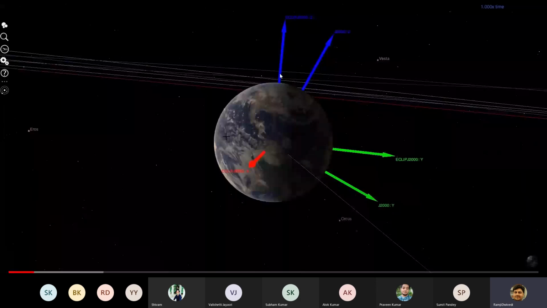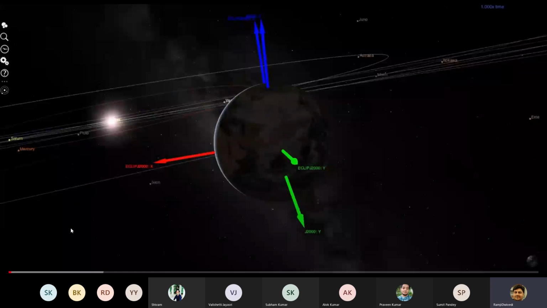It is inclined 23.5 degrees from that ecliptic plane towards the right side. So this is your actual Earth rotation axis. It is inclined from this ecliptic plane, the plane which is this. This is your ecliptic plane.